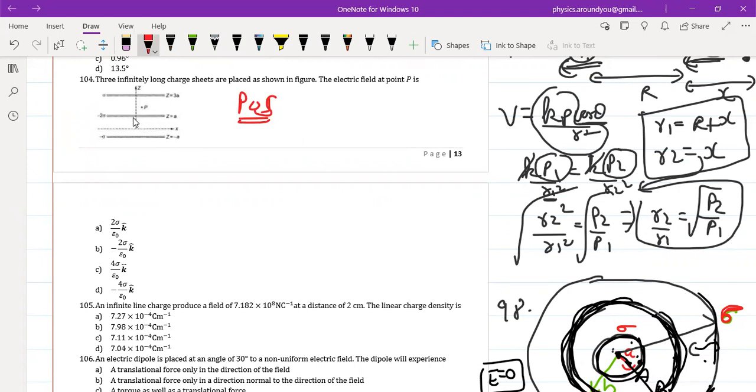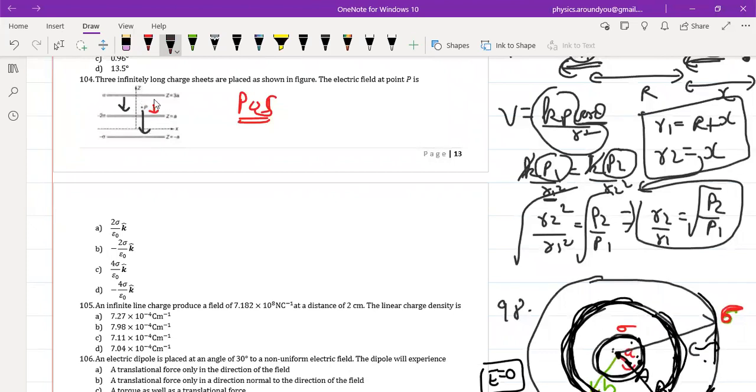Due to the minus 2 sigma charge density, the field at P is going to be downwards, because the field is always going to point towards a negative charge. Due to sigma, it is again going to be down, because the field always points away from a positive charge. Due to this minus sigma again, at point P, it is going to be down.